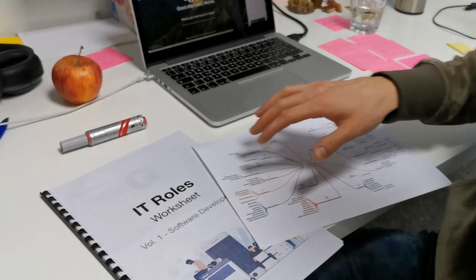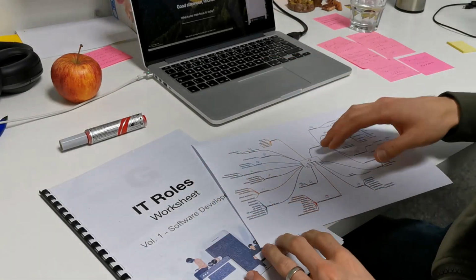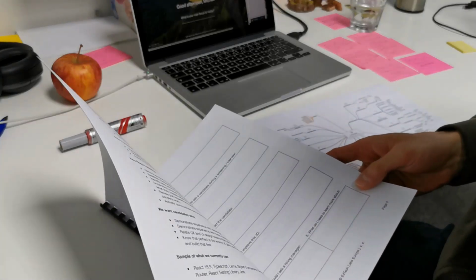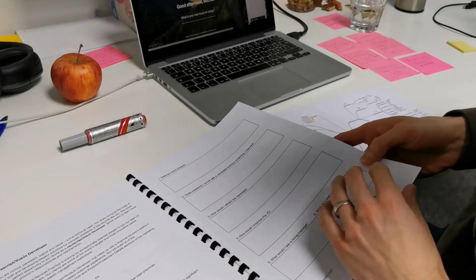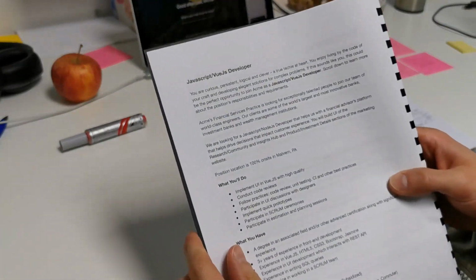We are going to look at a job description with the title JavaScript/Vue.js developer. So my worksheet is ready. Let's dive right in. So guys, I'll show you how you can use the worksheet to learn a little more about the particular role. And I would like to go through the role of a JavaScript/Vue.js developer. I hope you can see it here.